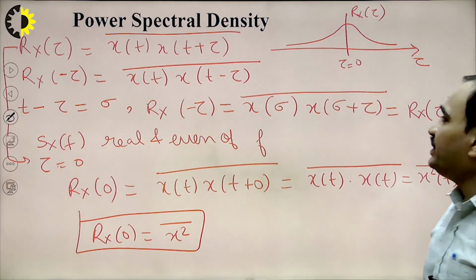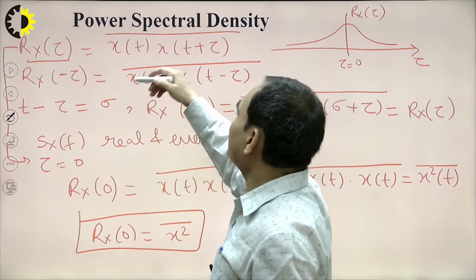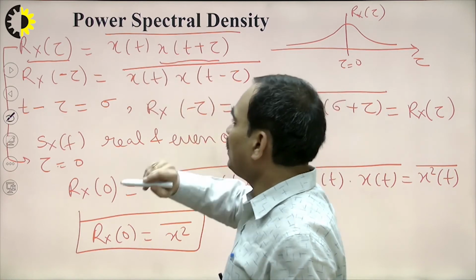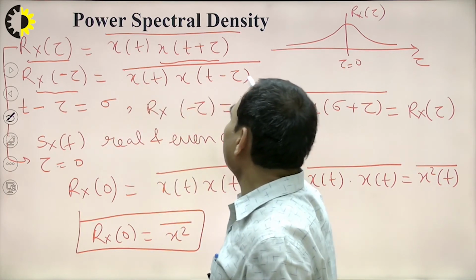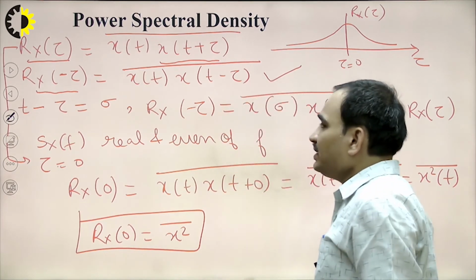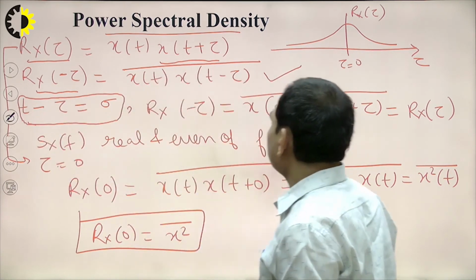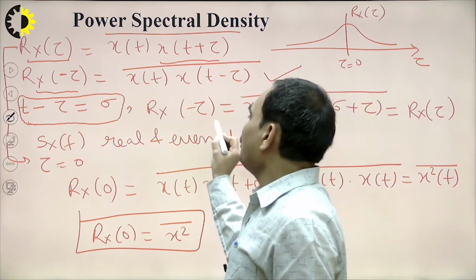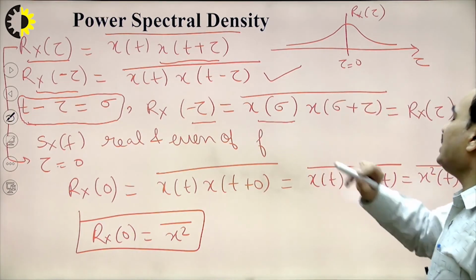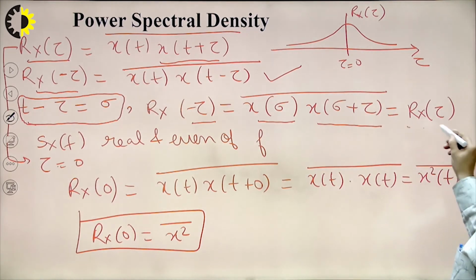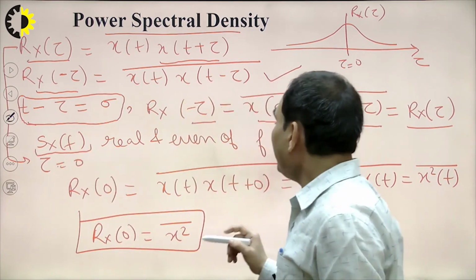So we can prove it. Rx(tau), for the positive delay, is given by the expectation, or you can say average, of x(t) and x(t plus tau). For the negative delay, Rx of minus tau can be written as x(t) and x(t minus tau) by this equation. So if we are taking a third variable, t minus tau equals sigma, then the autocorrelation function for the negative delay, Rx of minus tau, can be written as x of sigma and x of sigma plus tau, which is equal to Rx of tau. So the power spectral density Sx(f) is a real and even function of f.